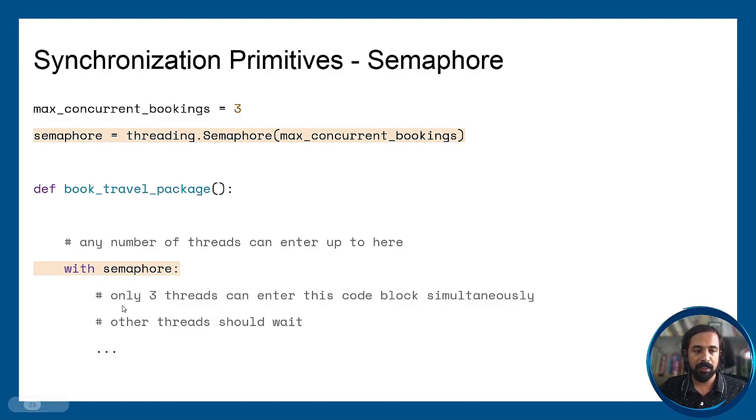Inside this block, we can enter our critical section, and since in our case the argument we have provided to the semaphore is 3, only 3 threads can execute this with block at the same time, and other threads will get blocked, waiting at this point in execution.